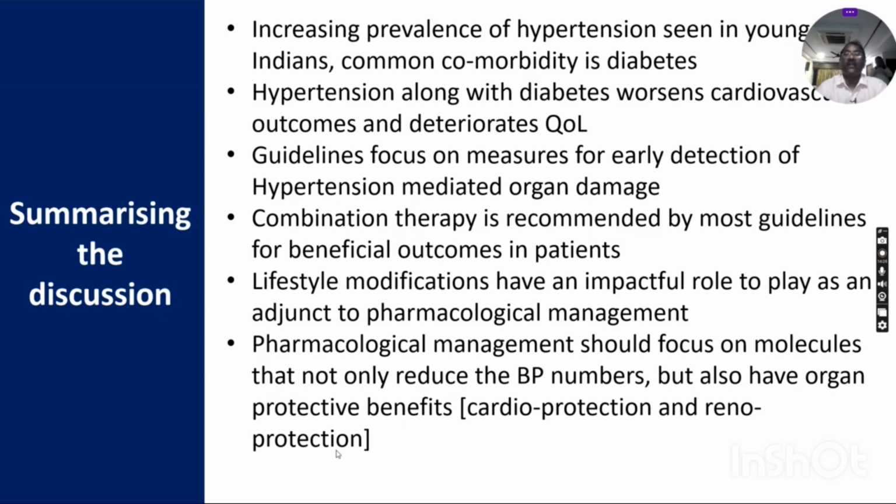Guidelines focus on measures for early detection of hypertension-mediated organ damage. A combination therapy is always recommended. Most guidelines, as I already told you, recommend ACE or ARB plus calcium channel blocker or diuretic. That is the reason we have the triple drug combination in the Indian population, mostly ARB plus calcium channel blocker and diuretic. Lifestyle modifications have a very, very important role to play as an adjuvant to the pharmacological management. And pharmacological management should be focused on molecules that not only reduce the BP numbers, but also have organoprotective benefits, so cardioprotection and renoprotection.